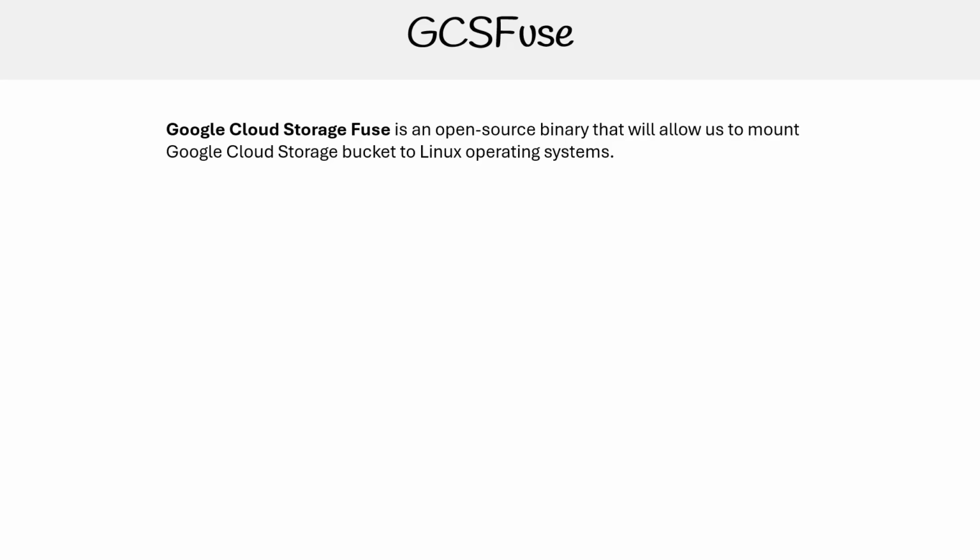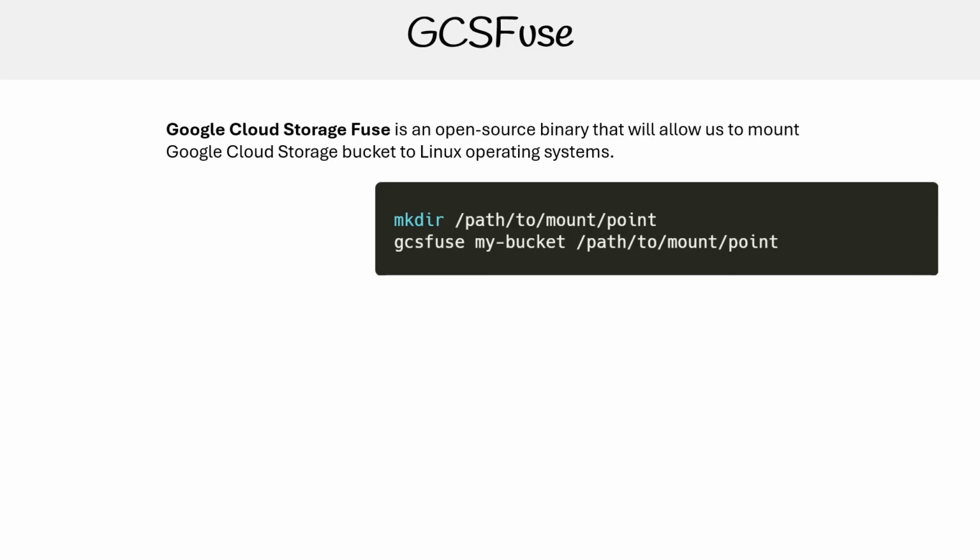Let's take a look here at Google Cloud Storage FUSE. It's an open source binary that will allow us to mount a Google Cloud Storage bucket to Linux operating systems. You do have to give it some authentication, like application defaults. But once you install this binary, which is really easy to install, you just type in gcsfuse, give it the bucket address of what bucket you want attached and its mount point.